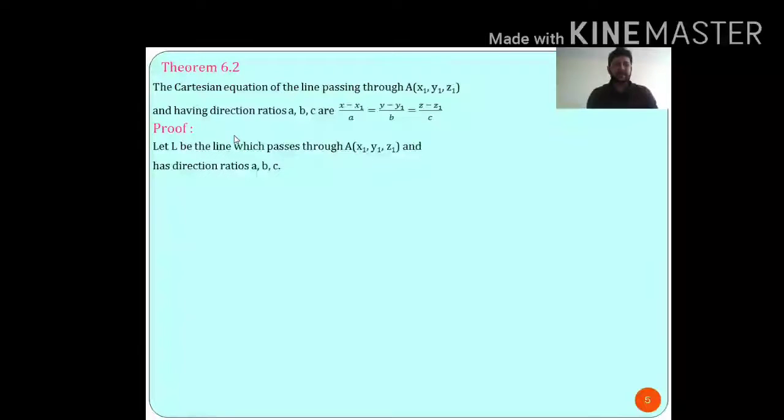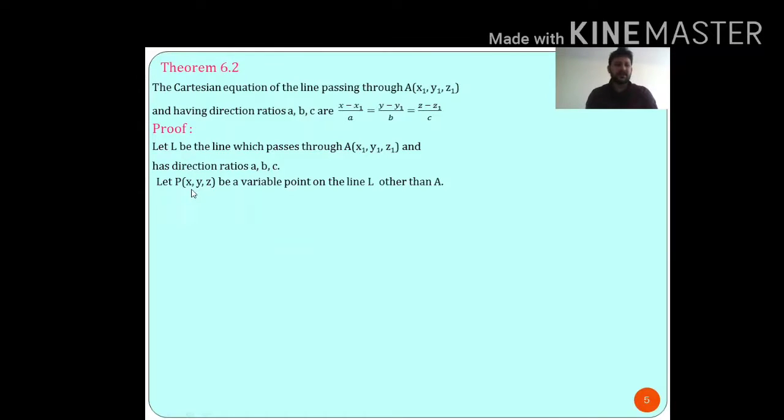Let L be the line passing through the point A of x1, y1, z1. In the previous slide, that point A has Cartesian coordinates x1, y1, z1, and the direction ratios of the parallel vector are a, b, c. So we have taken one more point on that line as P. In general, the coordinates are taken as x, y and z, a variable point on that line L, other than A.